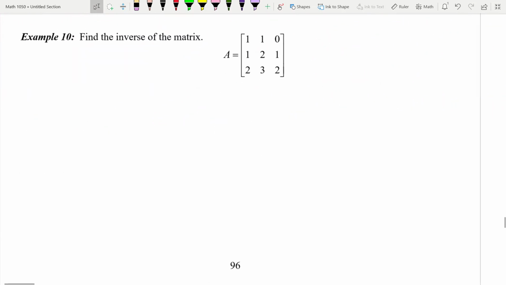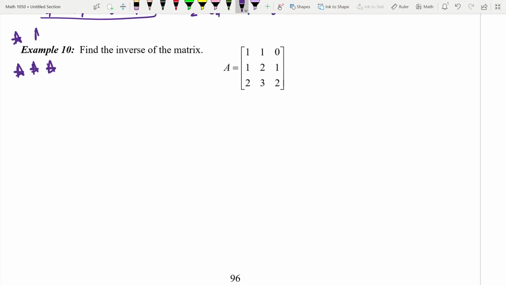Grab your pencil and put stars all around it. I spent the morning looking at last semester's final, and this was on it. Okay, here we go. Put matrix A on the left. Solid line, identity on the right.